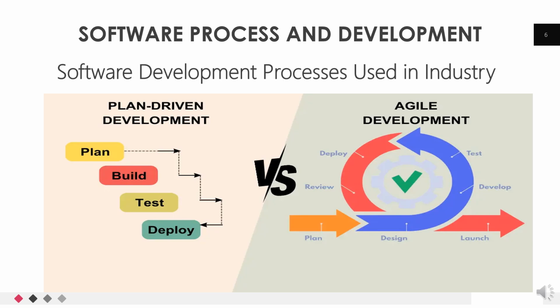In this model, the entire project is defined at the outset, including the requirements, timelines, and budget. This method is particularly effective for large projects with stable requirements where the changes are less likely to occur. An example of a plan-driven process is the waterfall model. In the waterfall approach, each phase must be completed sequentially.